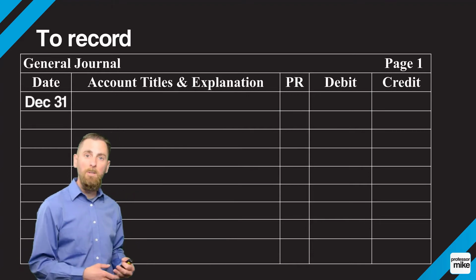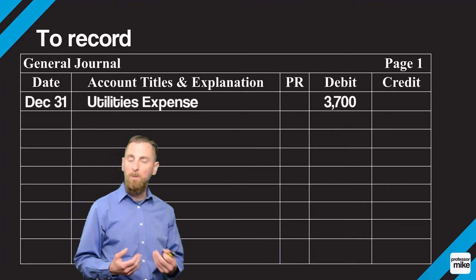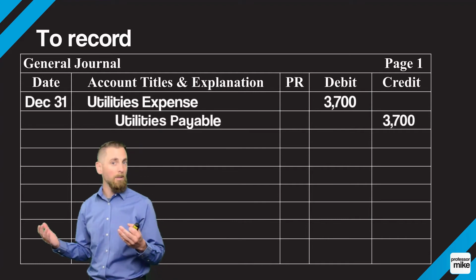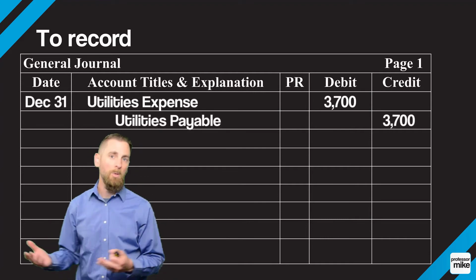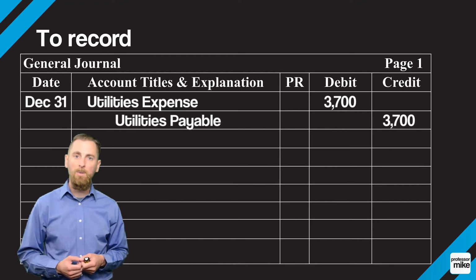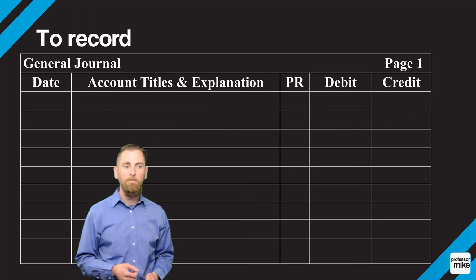Okay? So we've got utilities expense and utilities payable. We're going to debit utilities expense because the expense is going up and that's what you do for expenses. And we're going to credit utilities payable because the liability is going up and that's what you do for liabilities. And here we are, our journal entry to report that accrued expense.